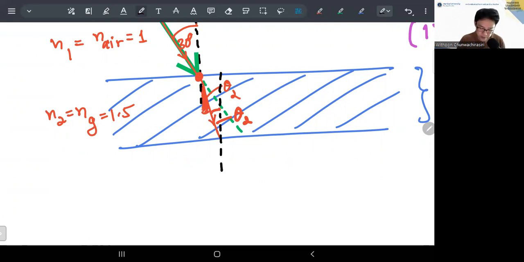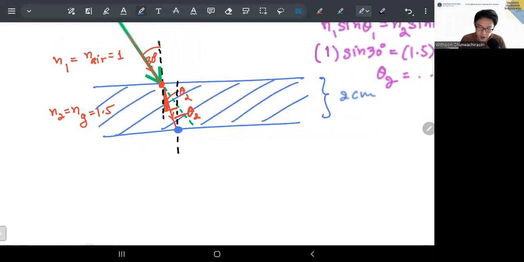So let me draw this one again. We have two parallel lines, the dashed lines there, and you cut these two dashed lines with a straight line. So theta 2 up there must be the same as theta 2 down here, as an alternate angle. Once again, you can apply Snell's law at the point of interface. Let me put a blue dot right there.